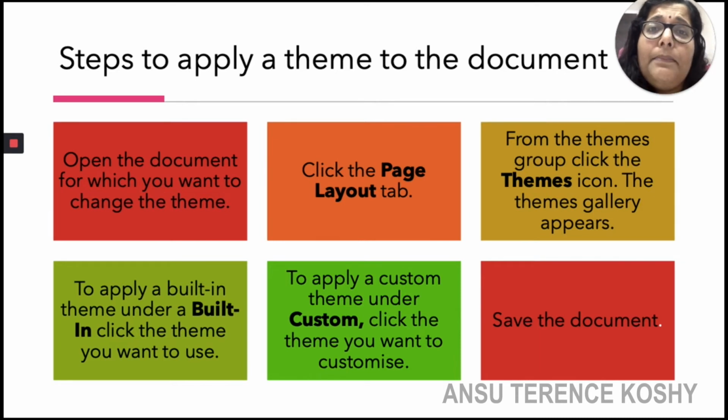Then click the page layout tab. The theme settings are in the page layout tab. So you have to click on the page layout tab. From that you have to click on the themes icon. The themes gallery appears. From that the theme gallery opens. Then there are a lot of things that are already built in inside it. You can select from one of those themes.